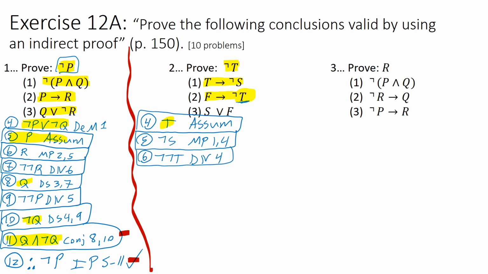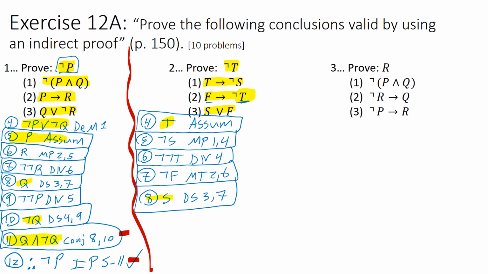And then we could deny the consequent to thereby deny the antecedent. So for 7, we can get not F by modus tollens, 2, 6. Look at line 3, we have a disjunction, S or F. Line 7, we have not F. And so for line 8, we can get S by disjunctive syllogism, 3, 7. Line 8, S. Line 5, not S. Let's combine. Line 9, S and not S, conjunction, 8, 5.